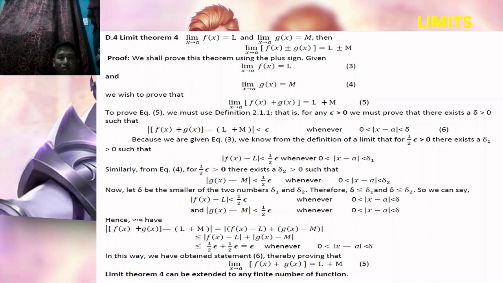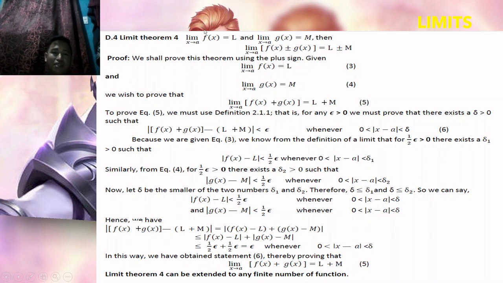Limit theorem number 4. If the limit of f of x is equal to L as x approaches a, and the limit of g of x as x approaches a is equal to m, then the limit of the sum or the difference of f of x and g of x is equal to the sum or the difference of their limits. So L plus m for the sum, and L minus m for the difference. We shall prove this theorem using the plus sign.